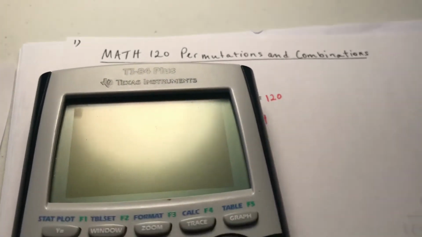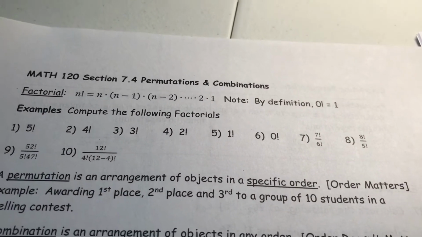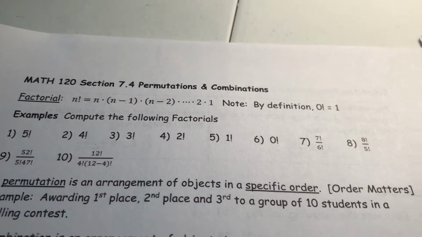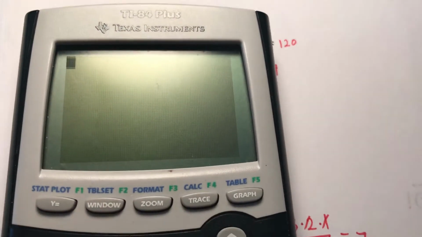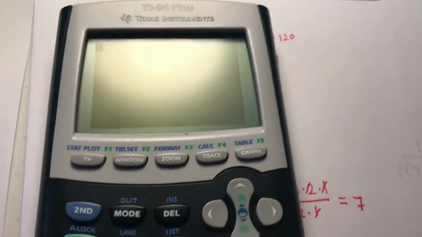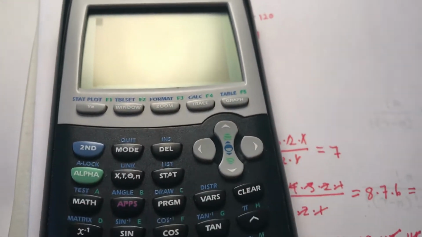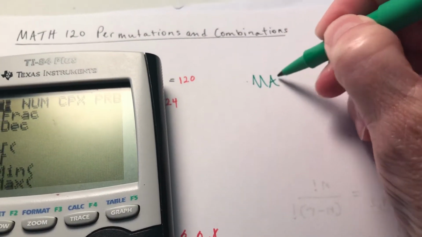Hello students, we're doing Math 120 permutations and combinations, and I just did 1 through 10 by hand, and I'm going to show you how to do this using a calculator. So get your calculator out, and what we're going to be pressing, I should write this down over here with a pen, is math. So there's the button, math, so I'll put that down. We're going to push math.